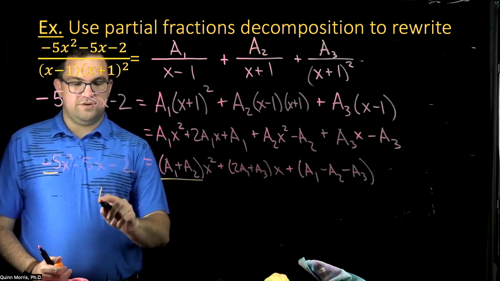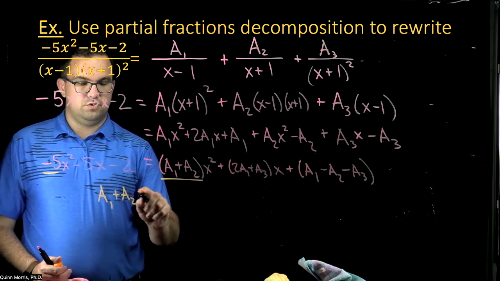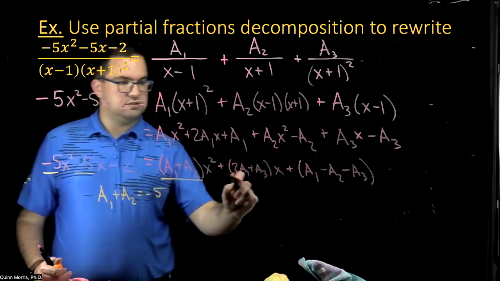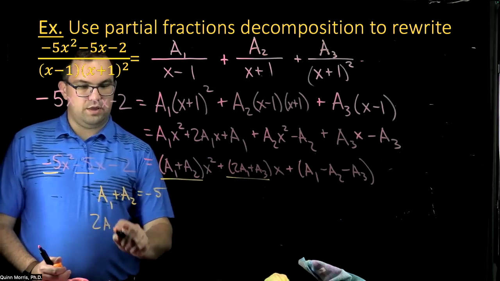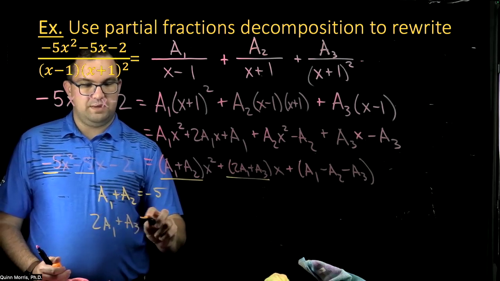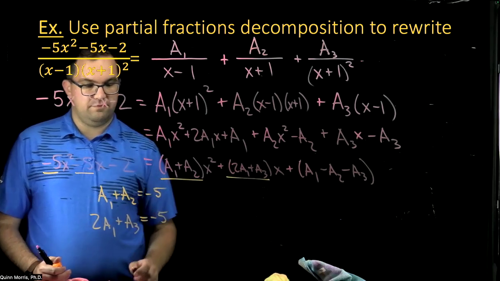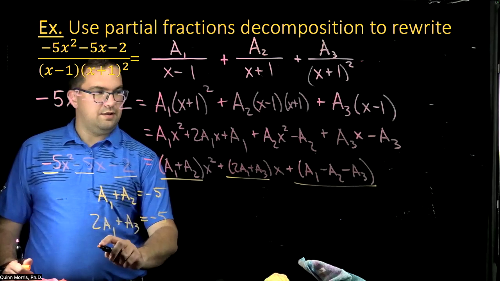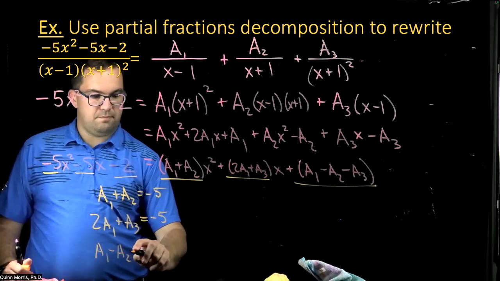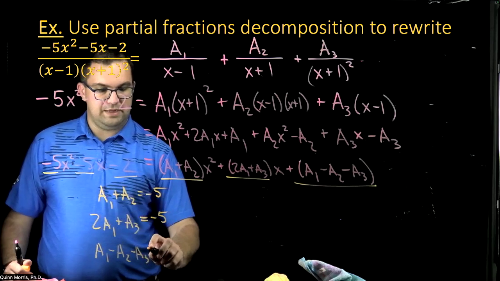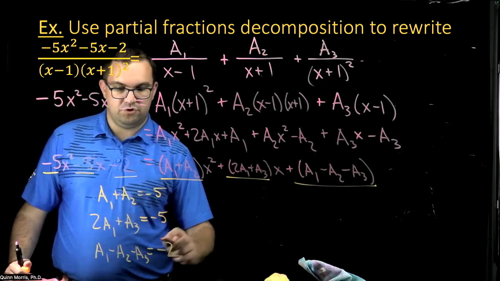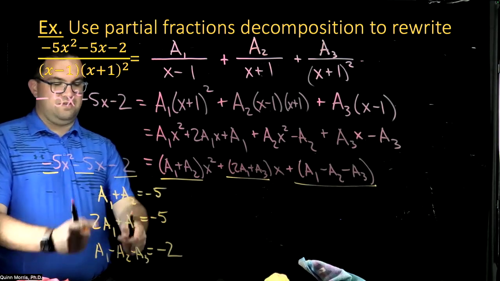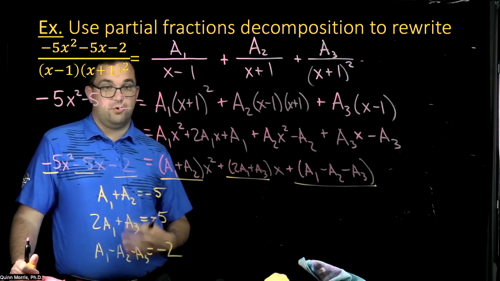So equating these first two coefficients, I get that a1 plus a2 should be equal to -5. Equating the second two coefficients, I get that 2a1 plus a3 should be equal to -5. And then finally, I get that -2 should be equal to this, so a1 minus a2 minus a3 should be equal to -2. Now, the issue that I face here is that it's not immediately obvious how to get any one of the values out of here, although we will be able to.